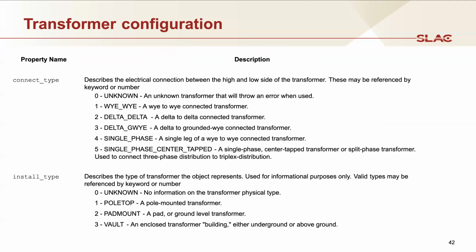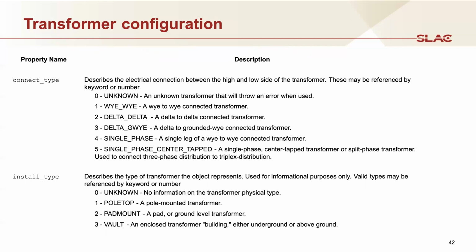So for transformer configurations, you can specify the different connection types, which relate to what we saw earlier, as well as different installation types. And then there are a lot of other properties as well.